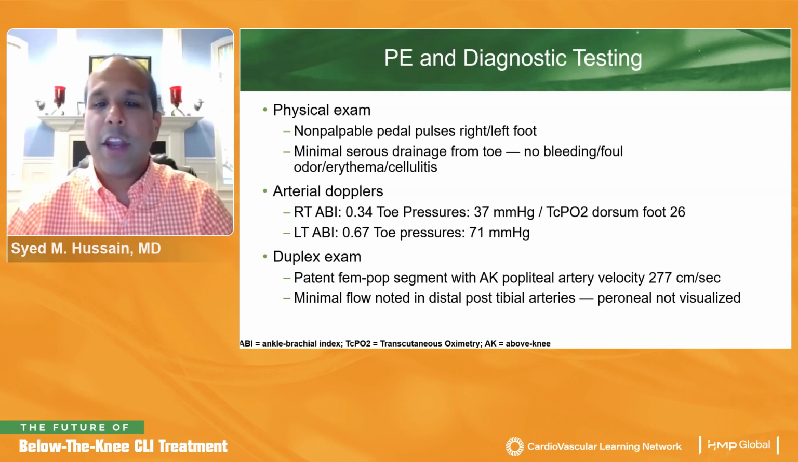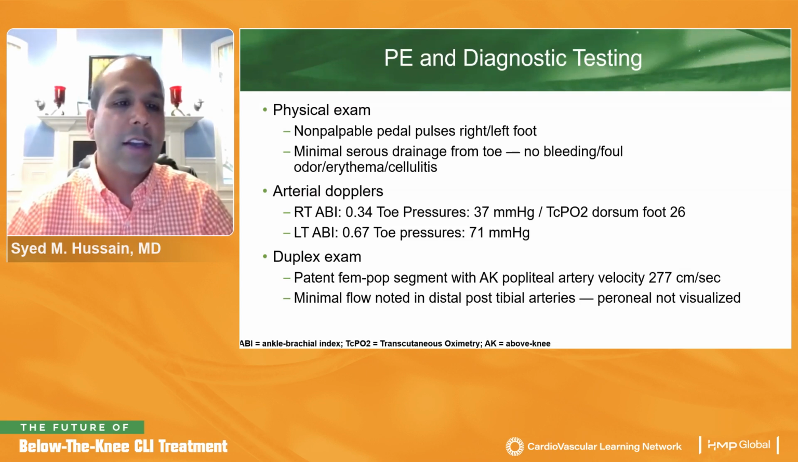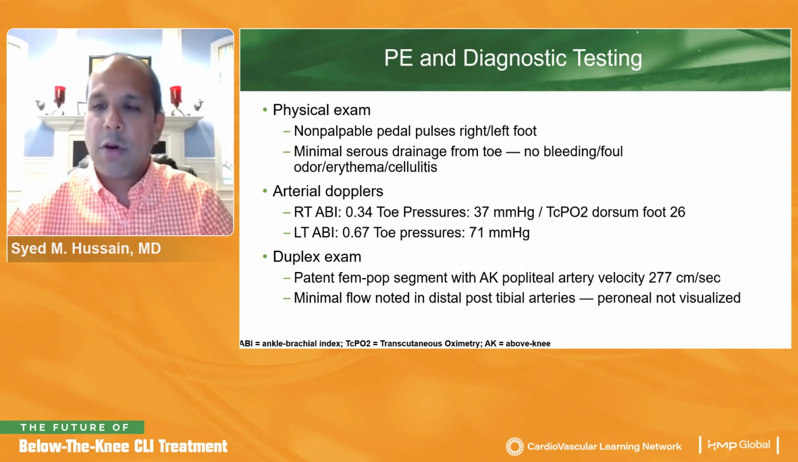A duplex examination was performed. There's a patent femoral popliteal segment on the right side with an above-knee popliteal velocity of 277 centimeters per second with a ratio of 2.9. There is minimal flow noted below the knee in the distal posterior tibial arteries, and the peroneal artery is not visualized in this patient.